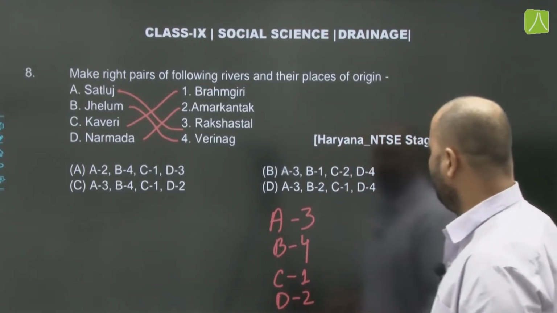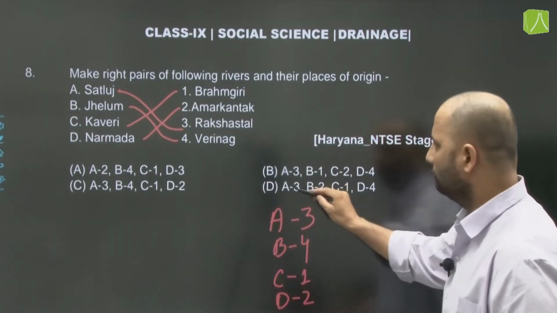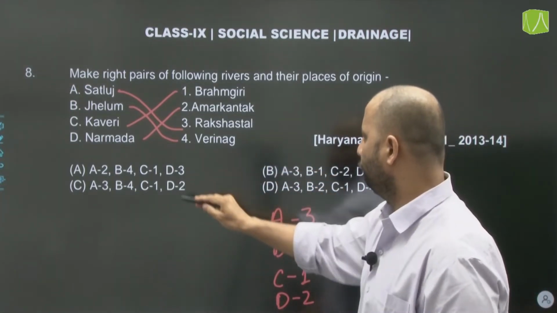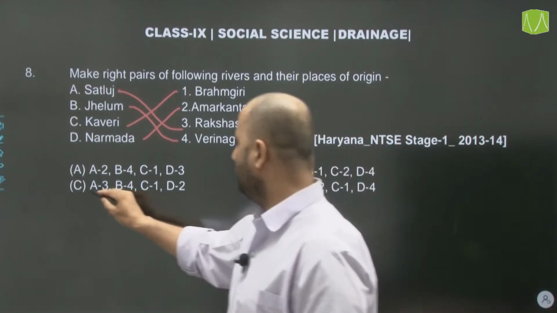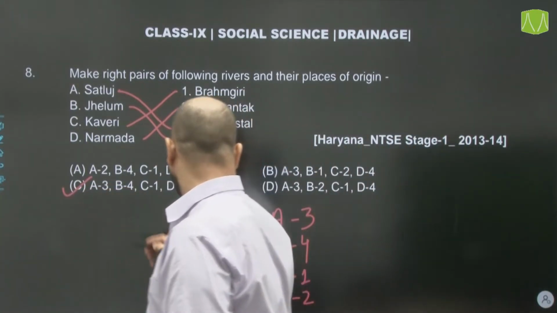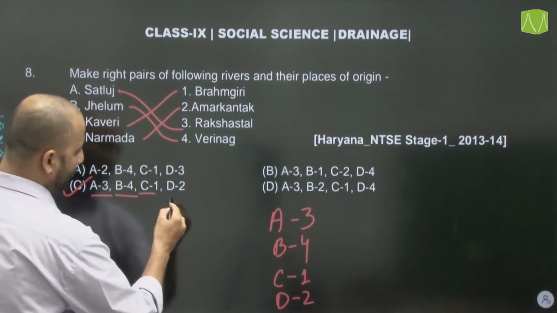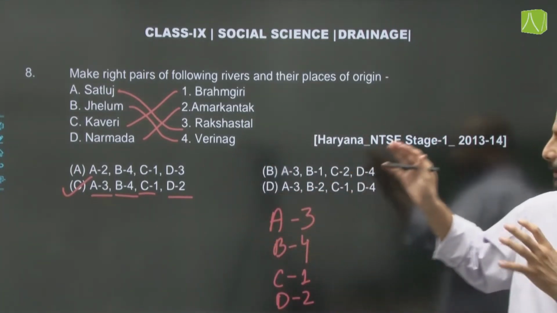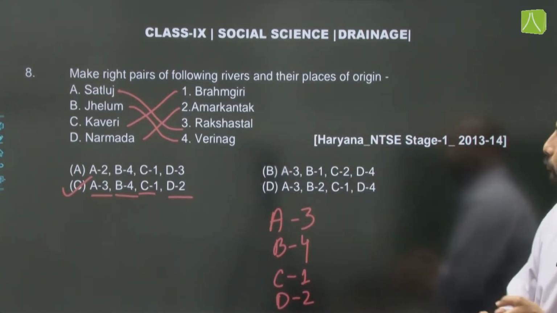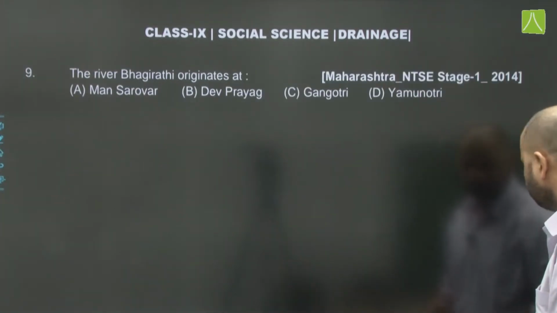So, let us see 3, 4, 1, 2. 3 is in 3 options, 3, 3, 4, 4, 1, 2. So, option number C here will be the correct answer, that is A3, B4, C1 and D2. So, option number C here is the correct answer, and this question again was from your Haryana NTSE Stage 1 2013-14. Okay. So, let us move on to our next question.